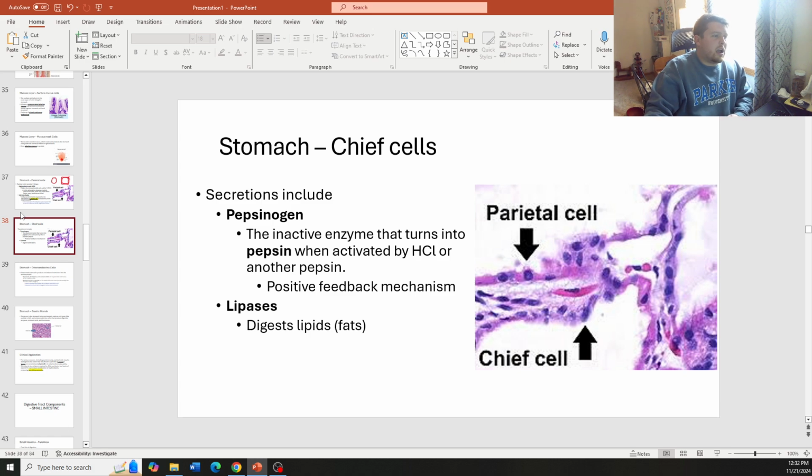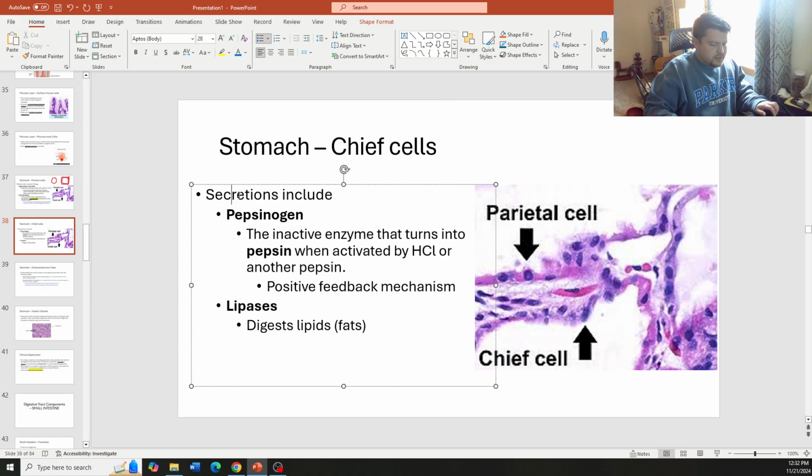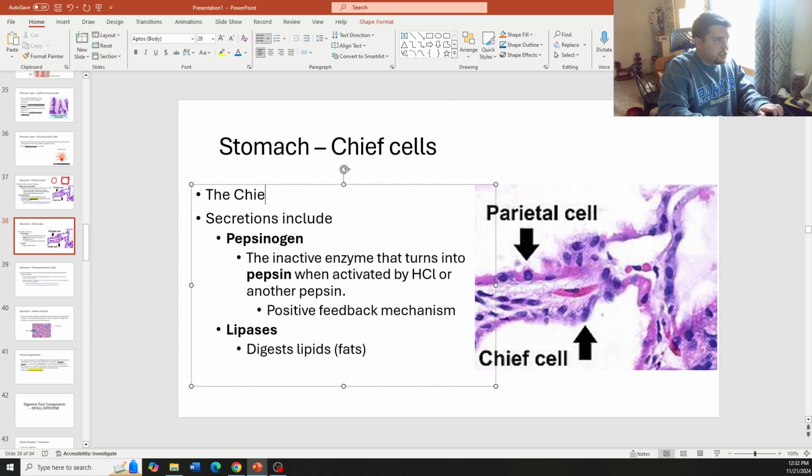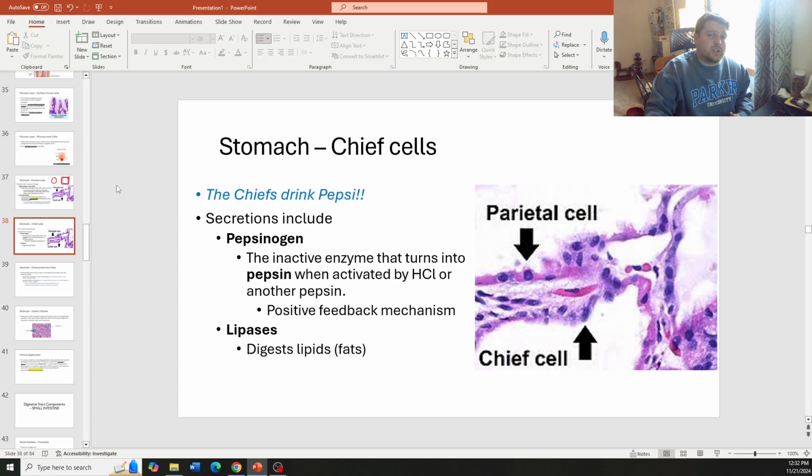Hand in hand with the parietal cells, we have the chief cells. Remember what we said? The chiefs drink Pepsi. I'm going to say that a couple times because I want you to remember that because it helps with a lot of test questions. So the chief cells secrete an enzyme called pepsinogen. This is the inactive form, meaning that it does not do anything right now.